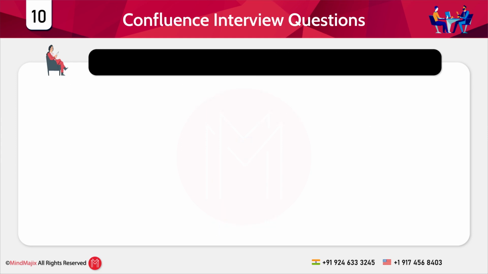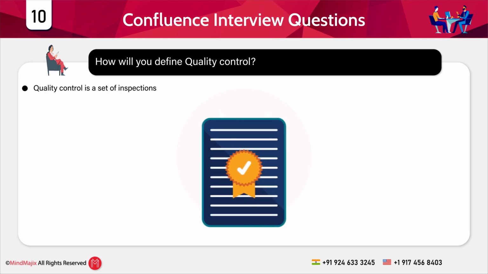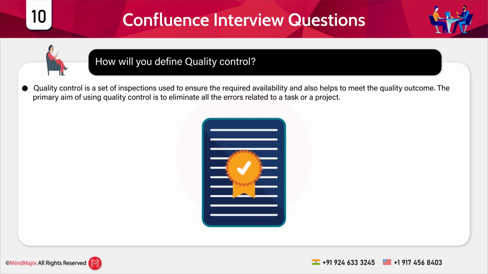The 10th question says: how do you define quality control? Quality control is very, very important, and we need to have a certain definition of it. When we are doing this analysis at the start of our project, we need to make sure that if the quality of our work matches these levels, then only it can pass the primary setup or primary activity. Quality control is a set of inspections used to ensure the required availability and also helps the quality outcome that I already explained to you. The primary aim of using quality control is to eliminate all the errors related to a task or a project.